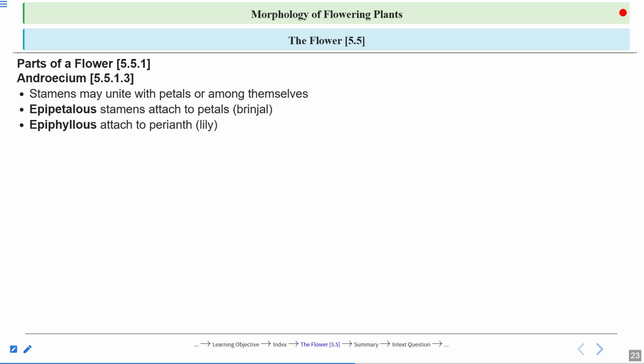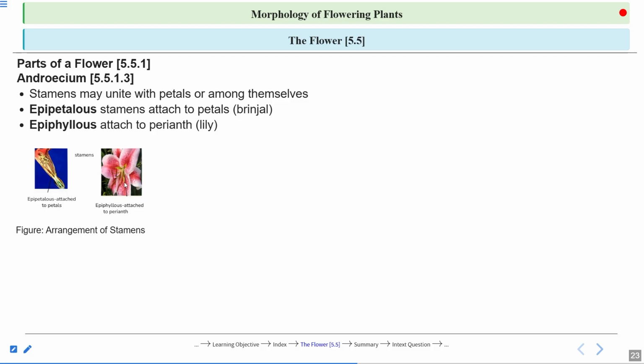Epiphyllous. Here we have studied about the perianth, when the sepals and petals are not distinguished. Sometimes the sepals and petals get fused, and that is called perianth. And when the stamens get fused with the perianth, that condition is called epiphyllous. An example is lily. When you see the lily flower, you see that the stamens are united with the perianth. So that is called epiphyllous condition.